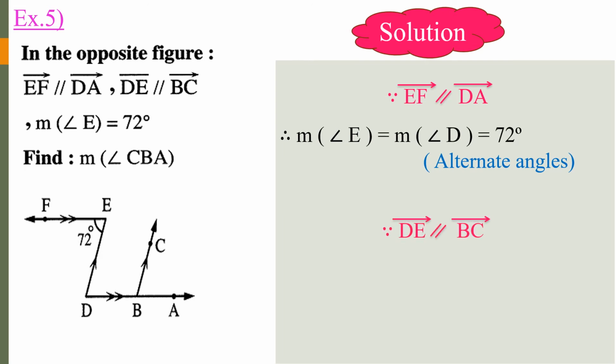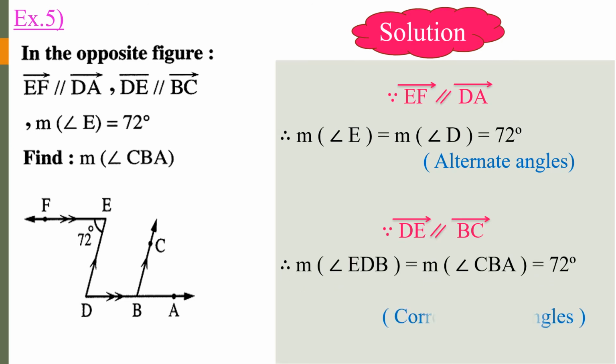And since DE is parallel to BC and DA is a transversal of them, then the measure of angle EDB equals the measure of angle CBA, which equals 72 degrees, as corresponding angles. So the measure of angle CBA equals 72 degrees.